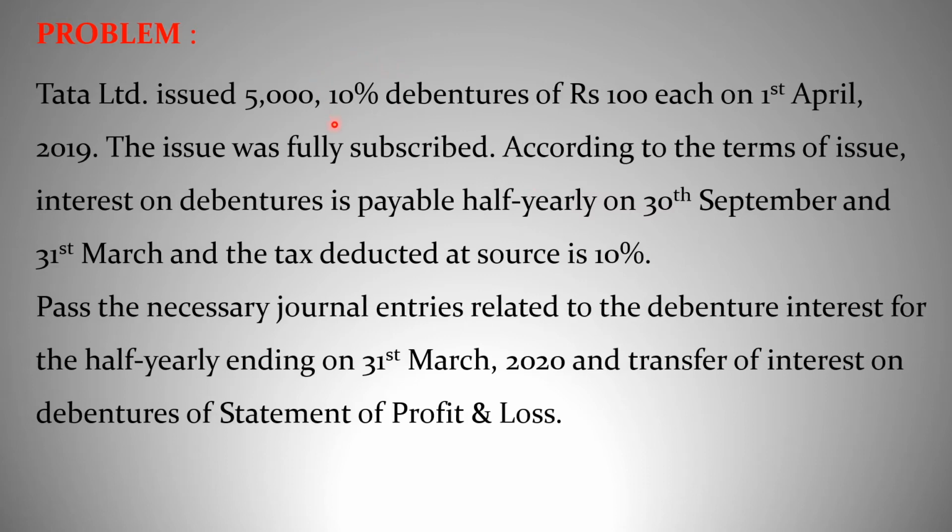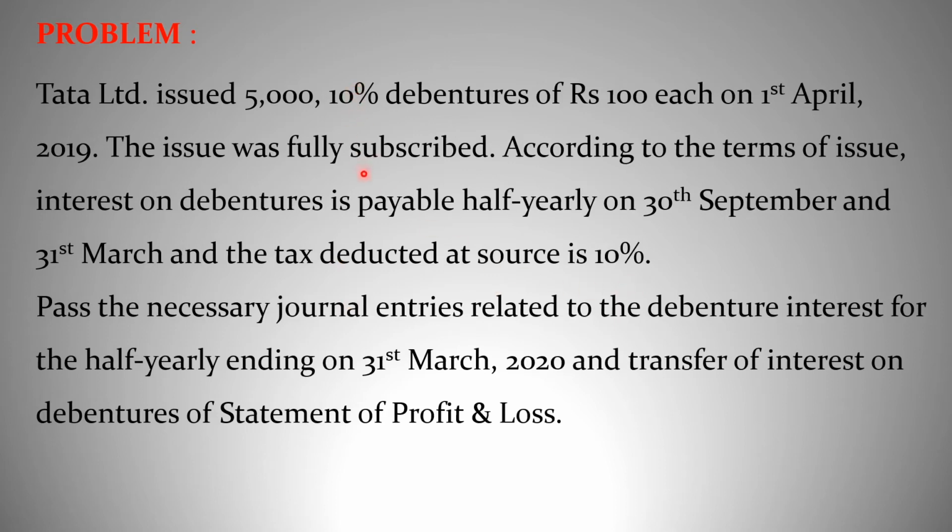Here it is mentioned 10% debenture, so it means 10% interest on debenture. The debenture holder will get 10% interest per annum. But according to the terms of issue, the interest on debenture is payable on a half-yearly basis. So if it is issued in April, the first half comes in September and the second half comes on 31st March. Also, TDS, tax deducted at source, is 10%.